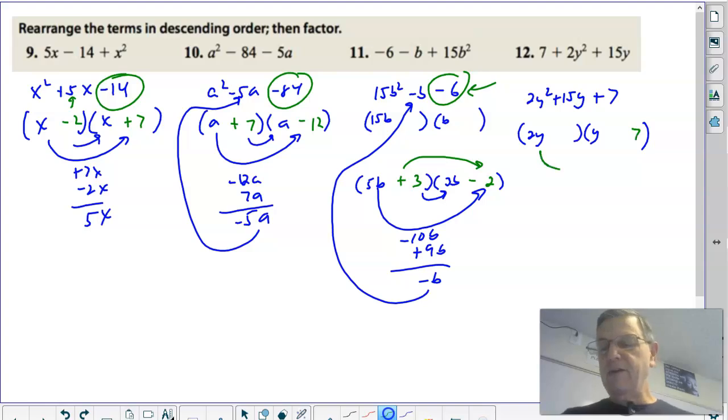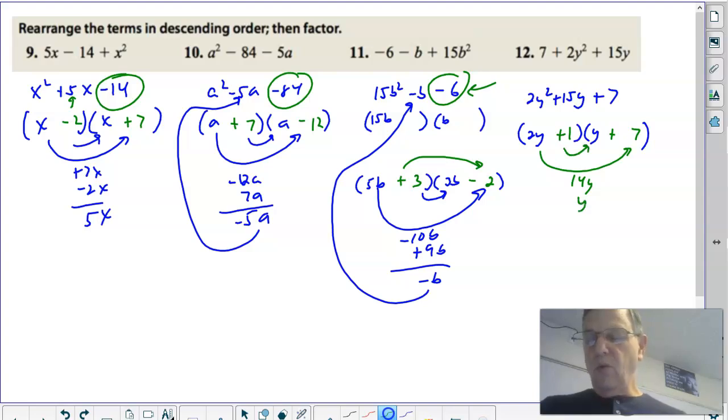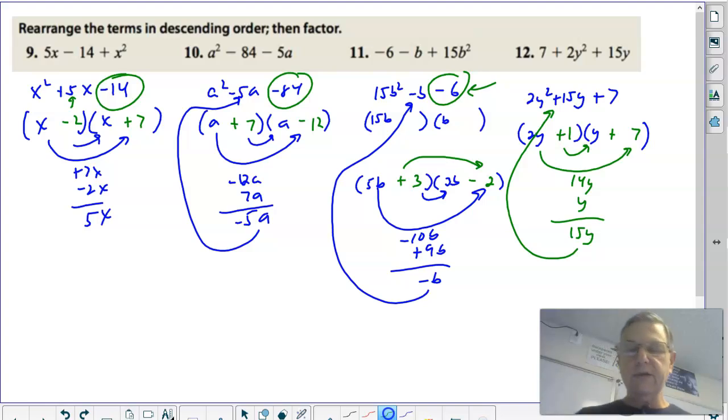So by putting the 7 there, see how I get 14y? See, I'm always thinking this in my head before I even put numbers down. That leaves the 1 for there, and that one is a y, and sure enough, 15y, and there's my middle, and there's my answer. All right, 9 through 12, let's keep rolling.